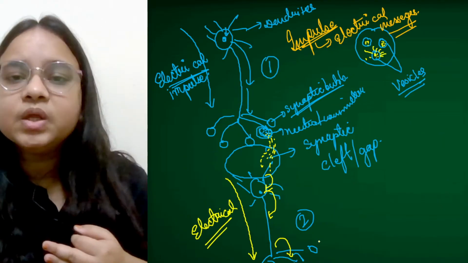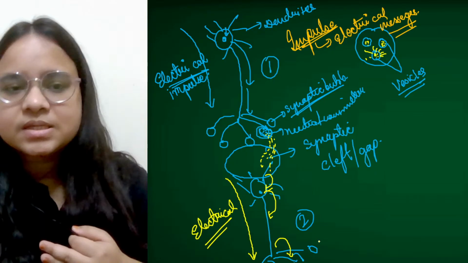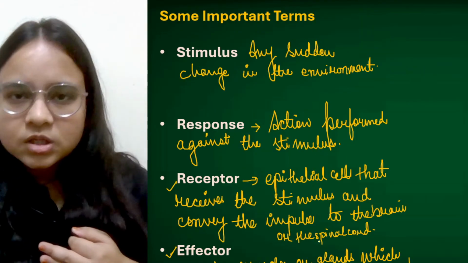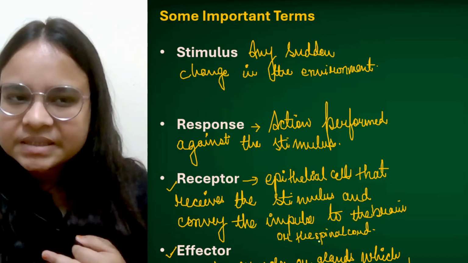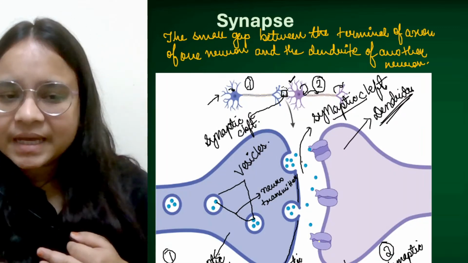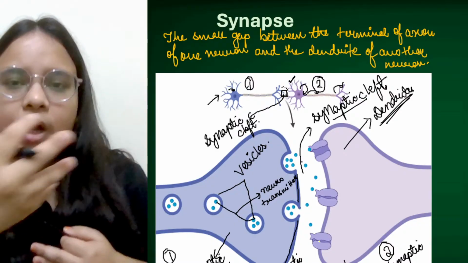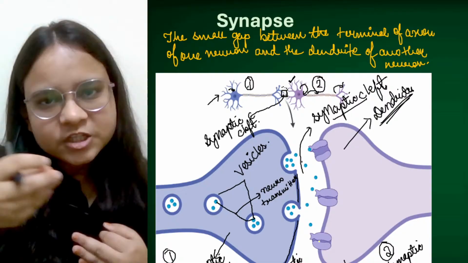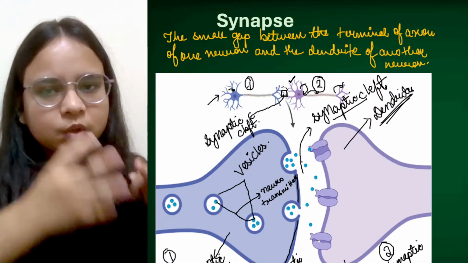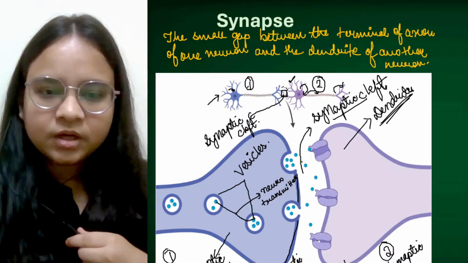We have also seen how a neurotransmitter, that is the chemical messages, are conveyed from one neuron to another neuron. Apart from that, we have seen some basic terminologies: stimulus, response, receptor, and effector. What is a synapse? What is a synaptic cleft? How a synaptic cleft provides a medium for neurotransmitters to release from the axon ending of one neuron to the dendrite of another neuron. So everything we have seen yesterday. Fine. Now let's move to the next slide.